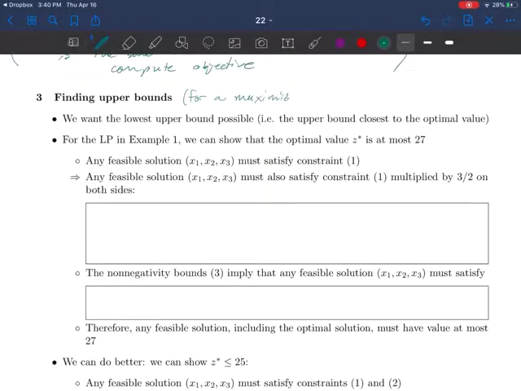More difficult is finding upper bounds for a max problem. How do we do that?